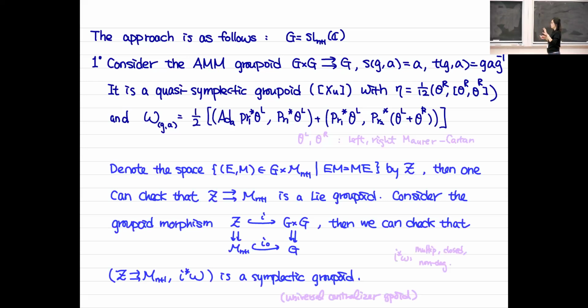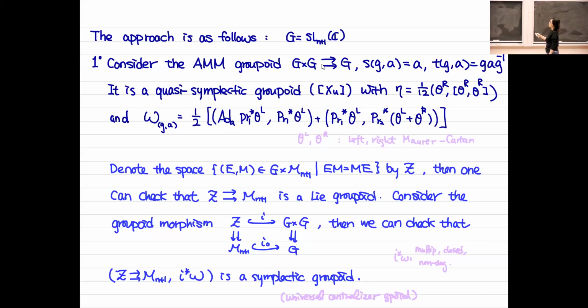And the universal centralizer space, which we denoted by Z, lies inside of G cross G, right? And then you can check that this Z over this curly n plus 1 is in fact a Lie groupoid. And moreover, the inclusion map is a Lie groupoid morphism, and the symplectic property and multiplicativity can be checked by pulling back this two form.